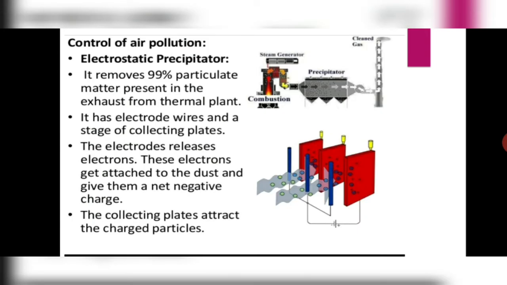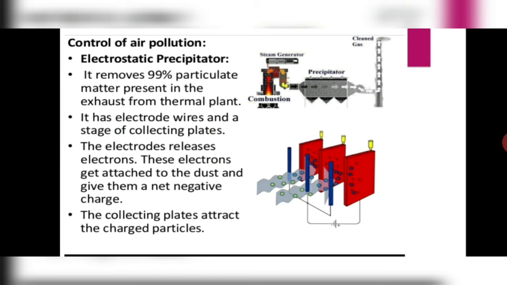Now, let us see how we can control the air pollution. The first device that has been prescribed to remove air pollution is known as an electrostatic precipitator. It is an electric device to remove particulate matter present in the exhaust of thermal power plant. More than 99% of the particulate matter can be removed using this device. This device has electrode wires and a stage of collecting plates.